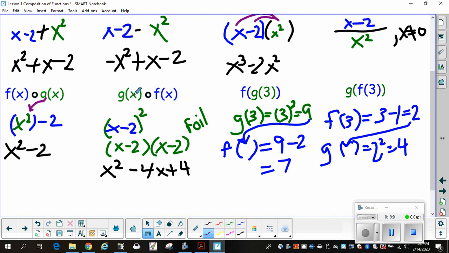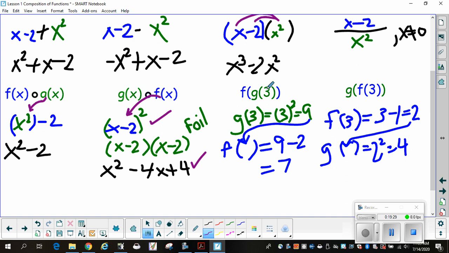G of f of x, this is just another way of writing it. I put parentheses everywhere where there was an x in g, and then I took and plugged in f of x. Now this is x minus 2 quantity squared, and so I have to FOIL it, and I get x squared minus 4x plus 4. Either this answer or this answer, depending on what the problem is asking you to do.